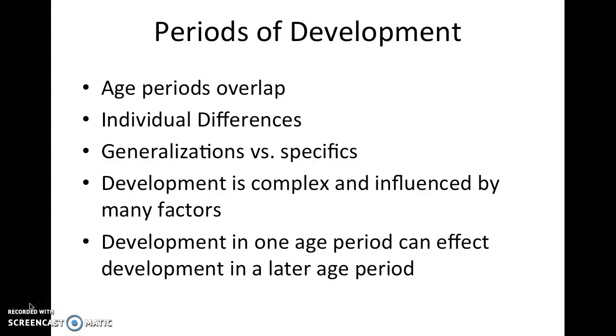As seen on this slide, there are many reasons why placing a statement about development into a given age period isn't always straightforward. First of all, the age periods overlap. For example, the period of early childhood is 2 to 6, while the period of middle childhood is 6 to 11. Second of all, people develop at their own rate, meaning that there are individual differences in development. Also, the statements reflect generalizations of development, and actual specific development may vary. As stated in earlier videos, development is complex and influenced by many factors. Finally, development in one age period can affect development in later age periods.